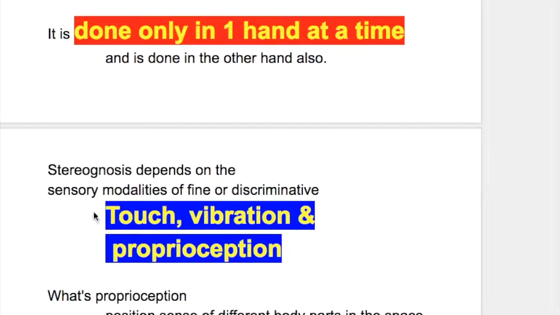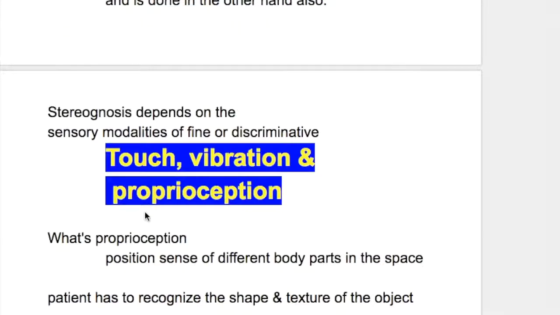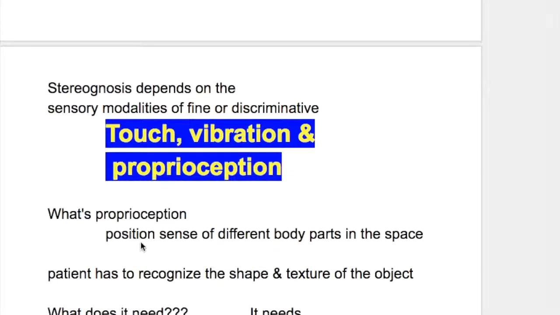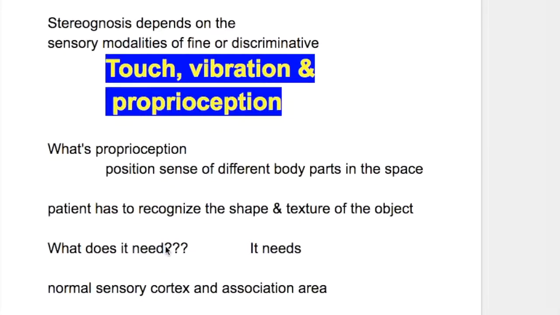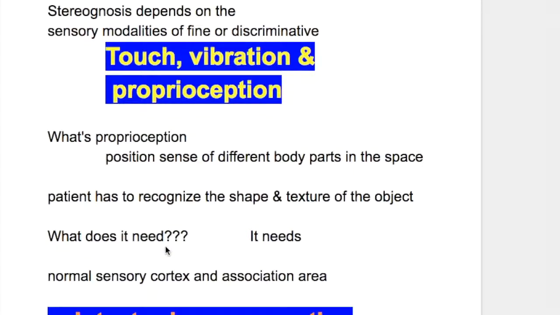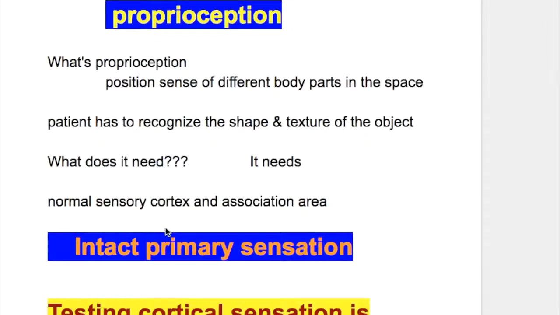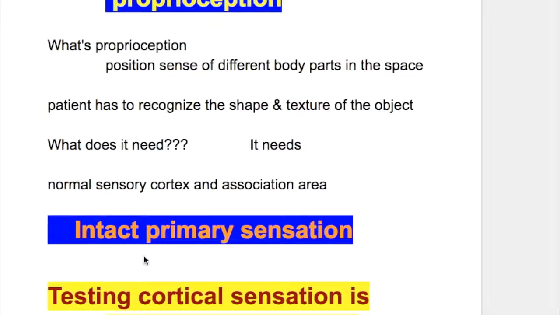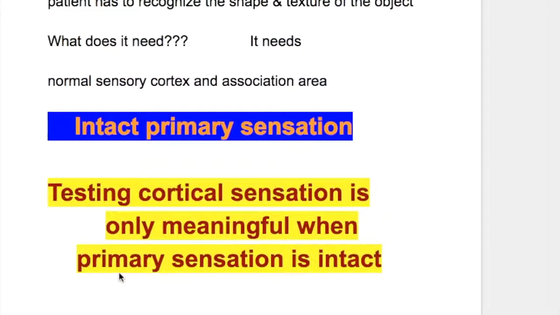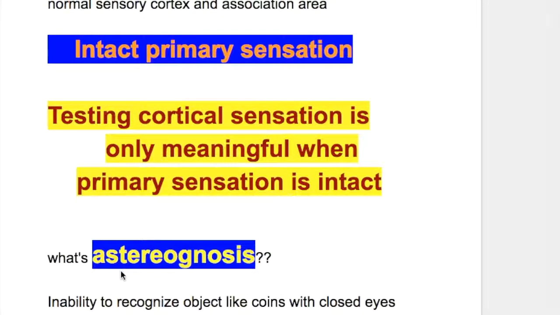Stereognosis depends on the sensory modalities of fine or discriminative touch, vibration, and proprioception. And what's proprioception? It's the position sense of different parts of the body in space. Patient has to recognize the shape and texture of the object. And what does it need? It needs a normal sensory cortex and association area and intact primary sensations. Testing cortical sensation is only meaningful when primary sensations are intact.